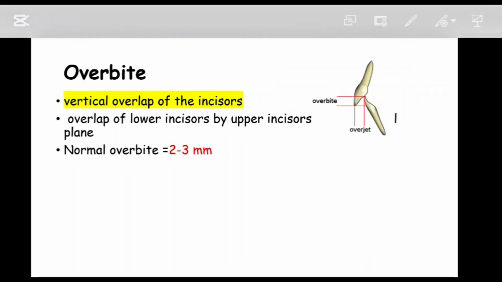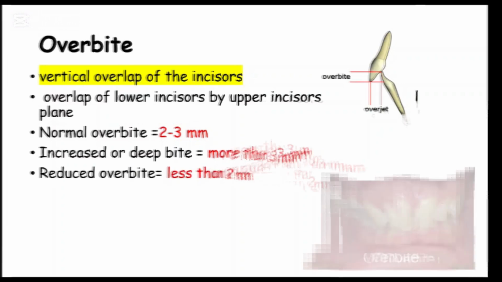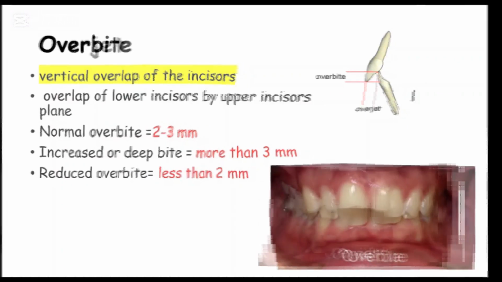A normal overbite is 2 to 3 mm. If the overbite value is more than 3 mm, then it is called deep bite, or increased overbite. And if it is less than 2 mm, then it is reduced overbite. You can see this clinical picture.